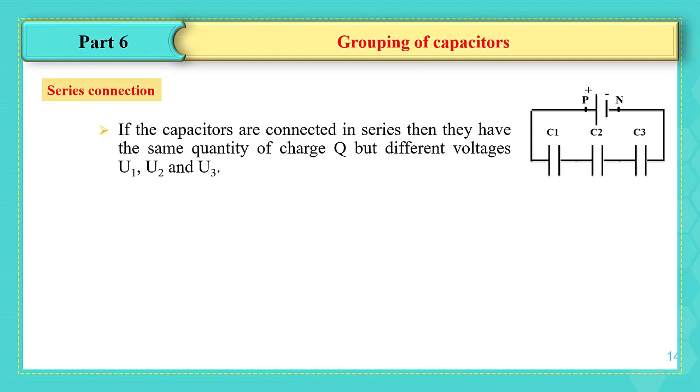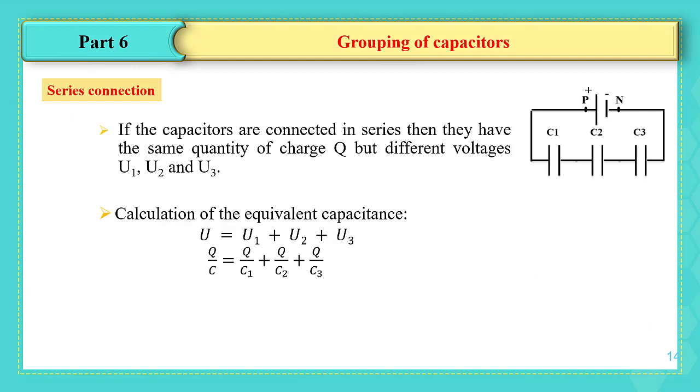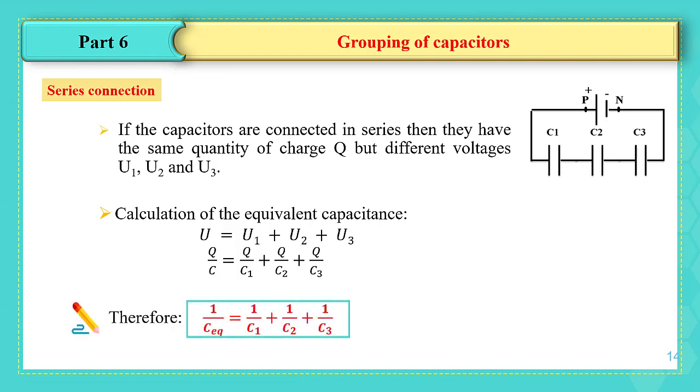If we want to calculate the equivalent capacitance, then according to the law of addition of voltage in series connections, U is equal to U1 plus U2 plus U3. U is the voltage of the generator, and U1, U2, U3 are the voltages across the capacitors respectively. If we now substitute instead of U, Q divided by C, then we will get this formula by cancelling Q, because as we've said, they have the same charge. Then the equivalent capacitance will be given by this equation, which is 1 over C equivalent is equal to 1 over C1 plus 1 over C2 plus 1 over C3.